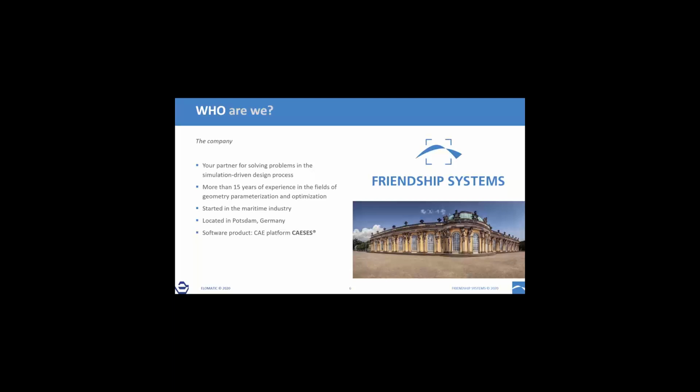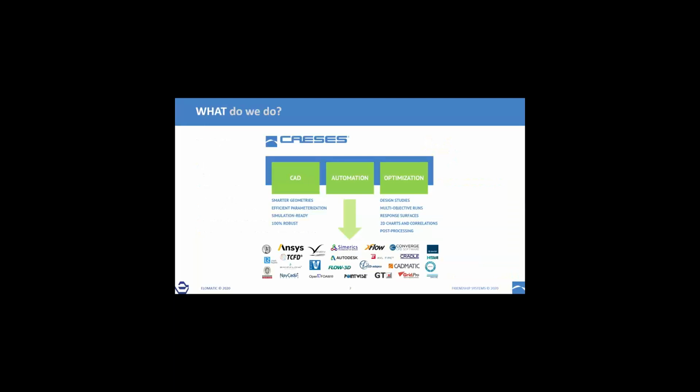And we mainly develop and sell a software product, which is the CAE platform CAESES. CAESES is a design and optimization platform that can be used, as I mentioned before, to design many different types of geometries, which can be in the maritime field, like ship hulls, appendages, propellers, but also from other applications, like turbo machinery, engine components, other industrial machinery, and so on.